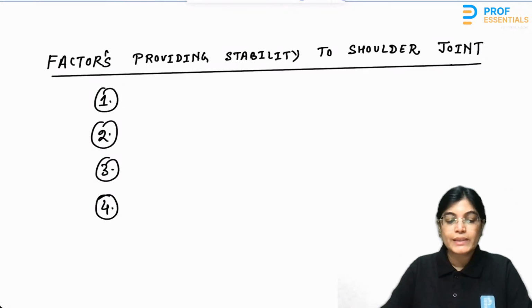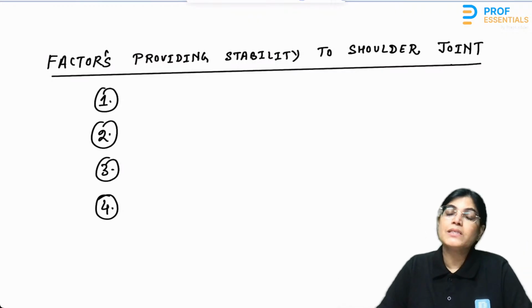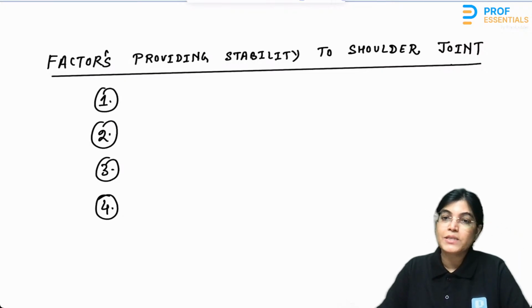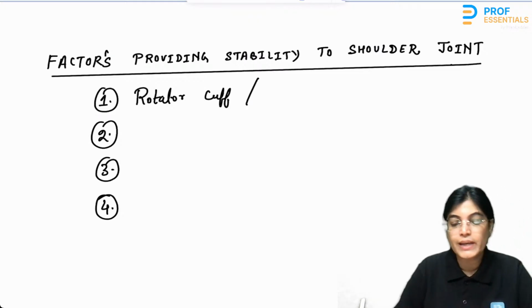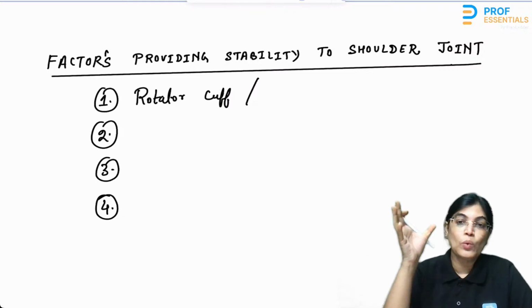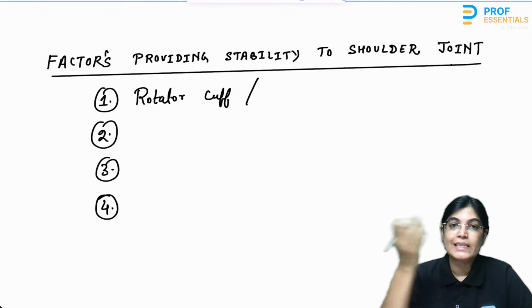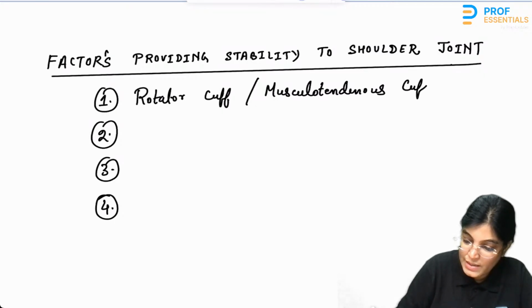A few of them we have already discussed. If you know the rotator cuff muscles, in the previous session we discussed the rotator cuff muscle, which is composed of 4 muscles, SITS: supraspinatus, infraspinatus, teres minor and subscapularis. The rotator cuff is actually a musculotendinous cuff formed by 4 muscles, and the tone of the rotator cuff muscles grasps the head of the humerus towards the glenoid fossa, increasing the stability. The rotator cuff muscle, forming a musculotendinous cuff, increases the stability of the shoulder joint.